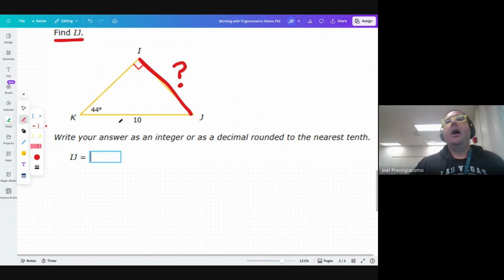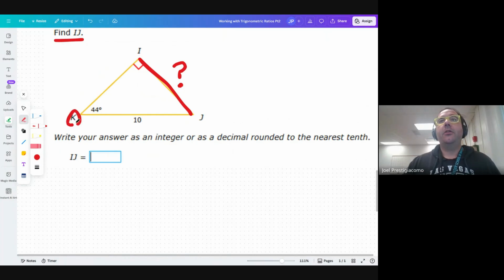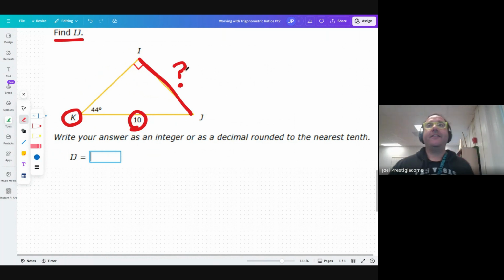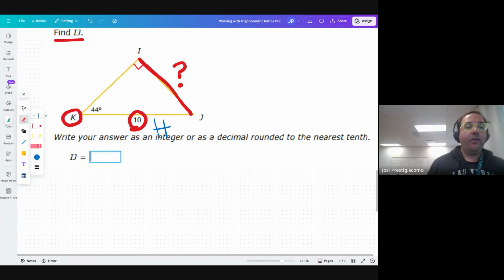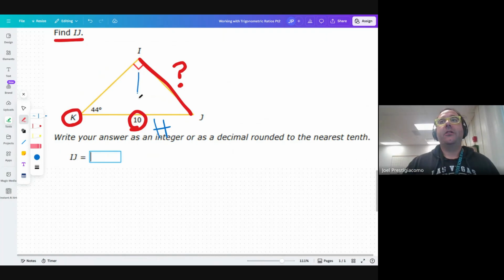We don't know it. What we do know is angle K. And I'm going to do a better job of circling that. And we know side 10. So we know this information. So what we want to try and figure out is what ties all this stuff together. Okay, so side 10 is definitely the hypotenuse. That's the longest side. We know it's the longest side because it's opposite of the 90-degree angle there. But we should be able to identify that pretty quickly.